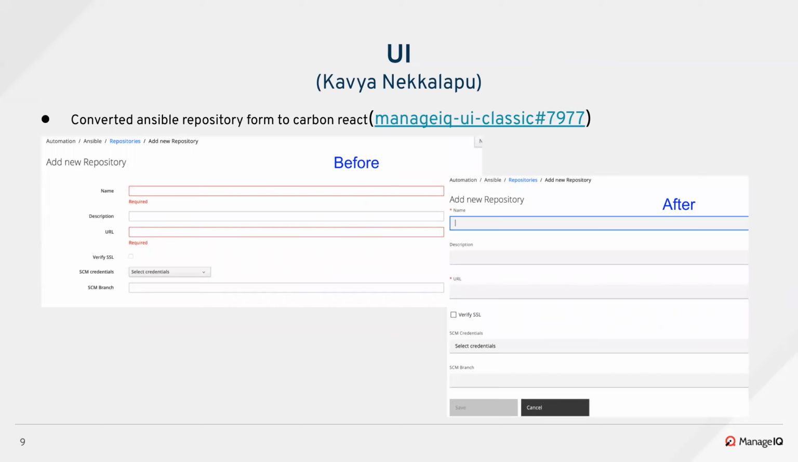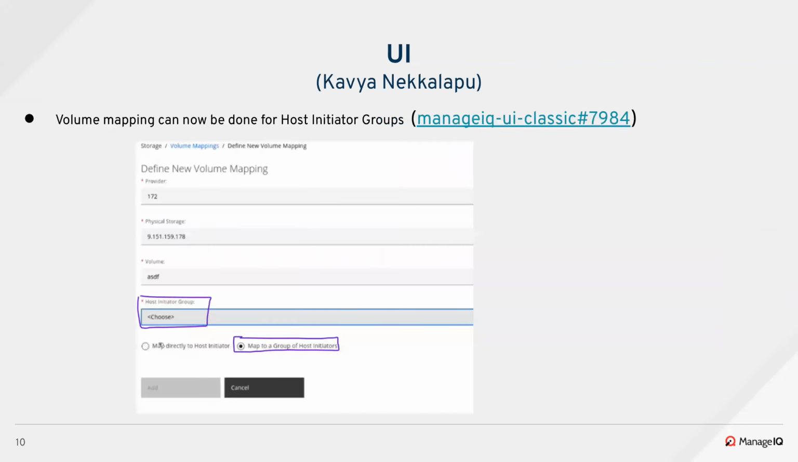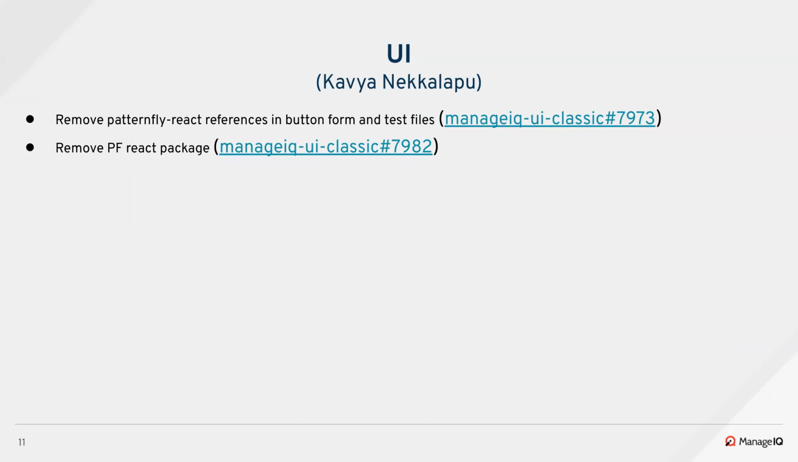Gilbert also converted the Ansible repository form to Carbon React. This is an enhancement. The AutoSD team contributed to this one. Now when creating a volume mapping, the user can either map to a host initiator as before or to a group as well. Next one.